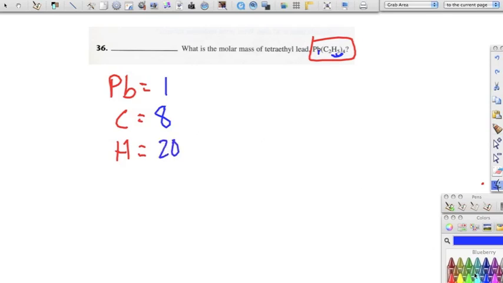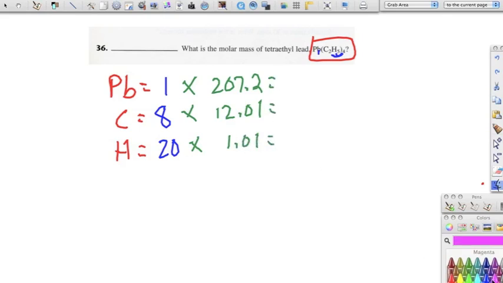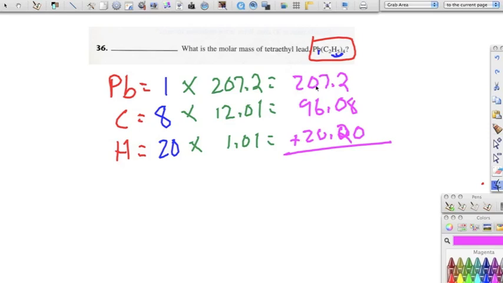Now, what we're going to go ahead and do, because we're getting the formula mass, it's the mass of a formula, we're going to multiply those guys by their atomic masses on the periodic table, which lead is 207.2, carbon is 12.01, and hydrogen is 1.01. And we multiply those guys out, and we get numbers of 207.2, and we get 96.08, and we get 20.20. Okay, and we add those guys up to get our molar mass.